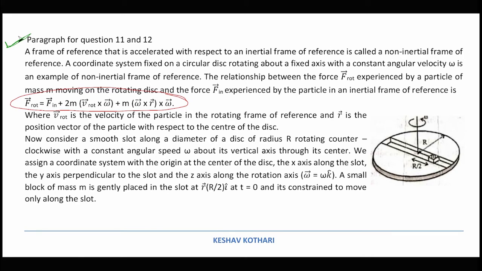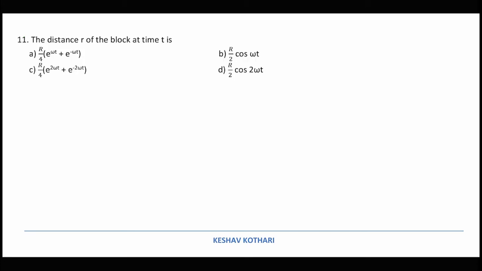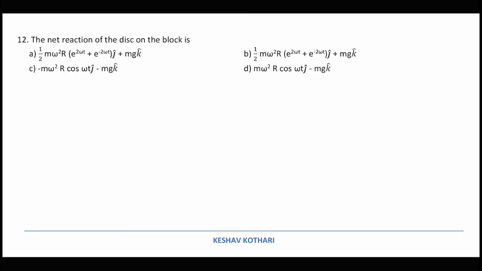So the first thing that we are going to do for this particular problem is understand the motion of the block first in the ground frame, and then we will try to understand each term of force that is going to act on the particle. After that we will surely solve the two questions that follow: the distance r of the block at a time t, and the net reaction of the disk on the block.